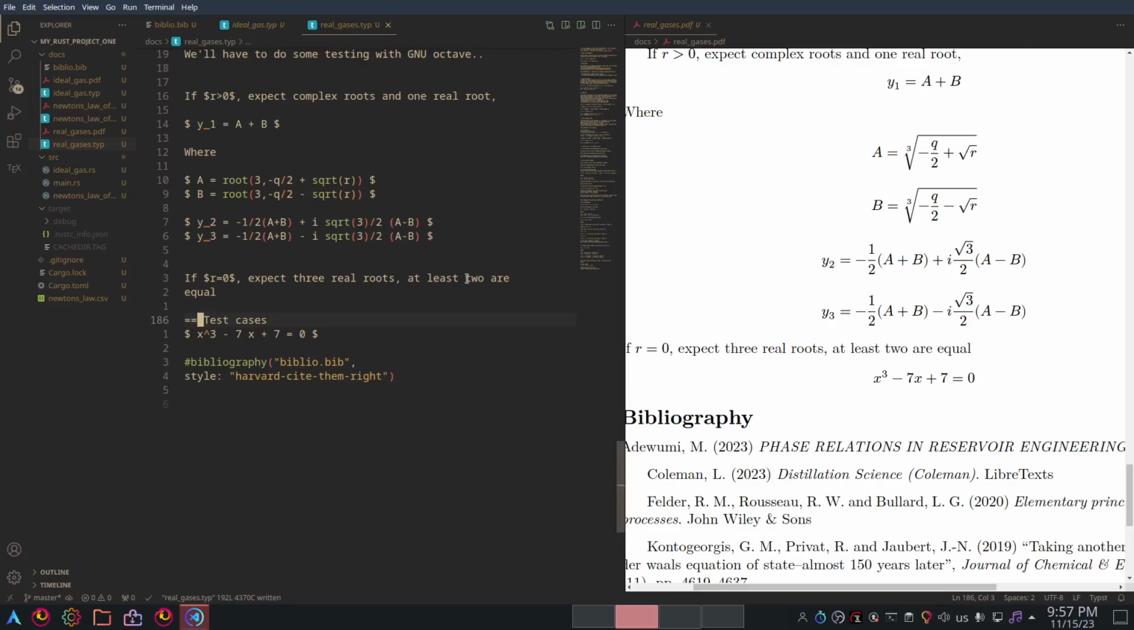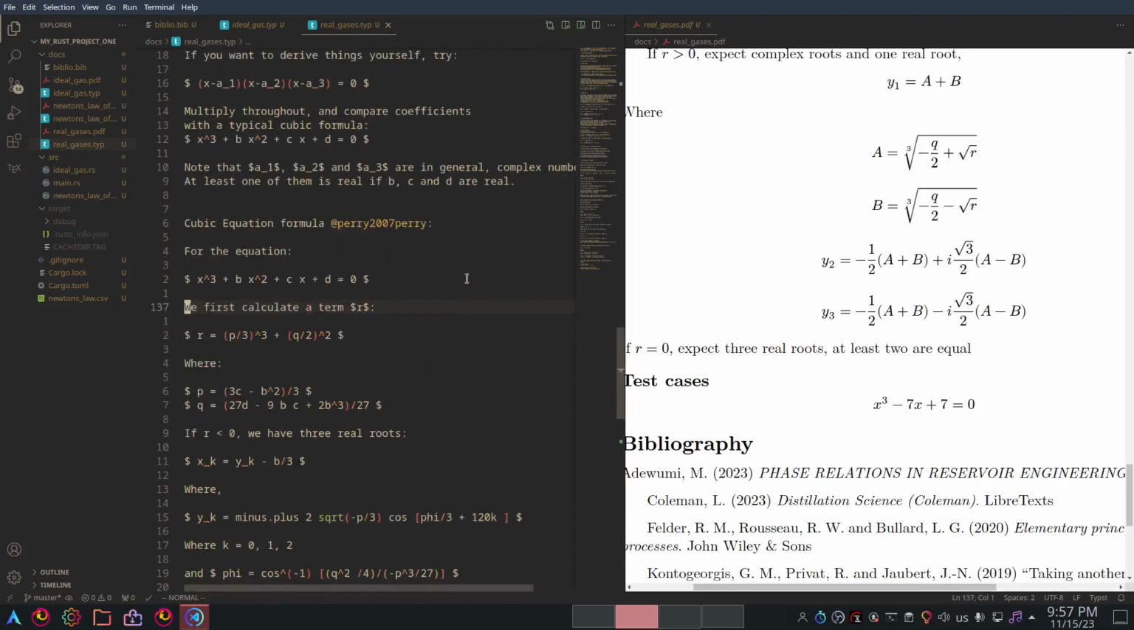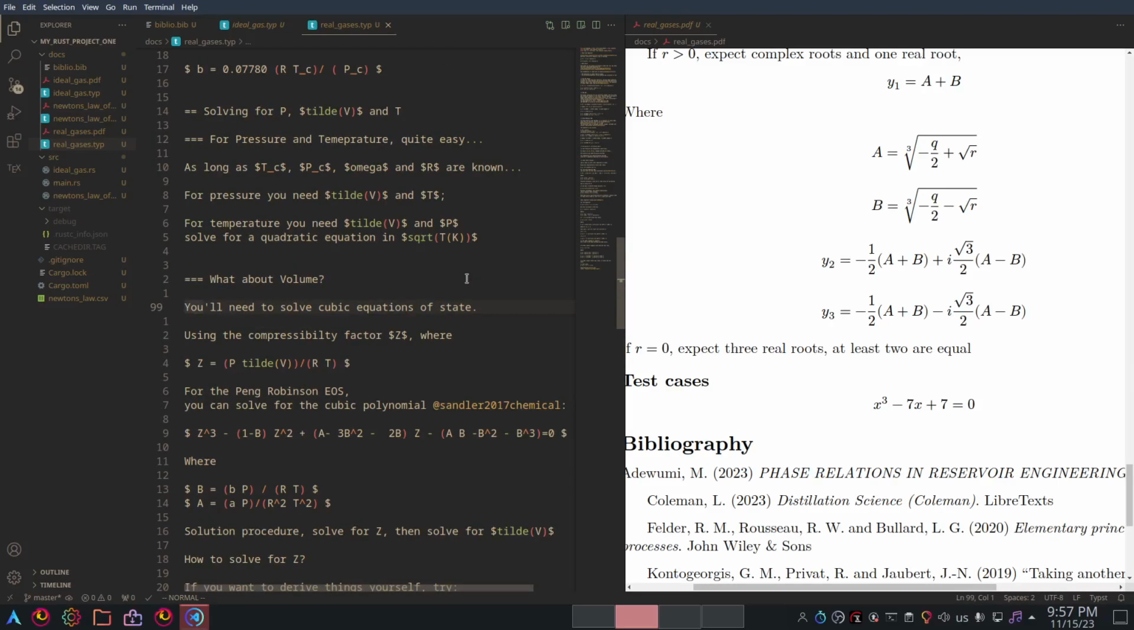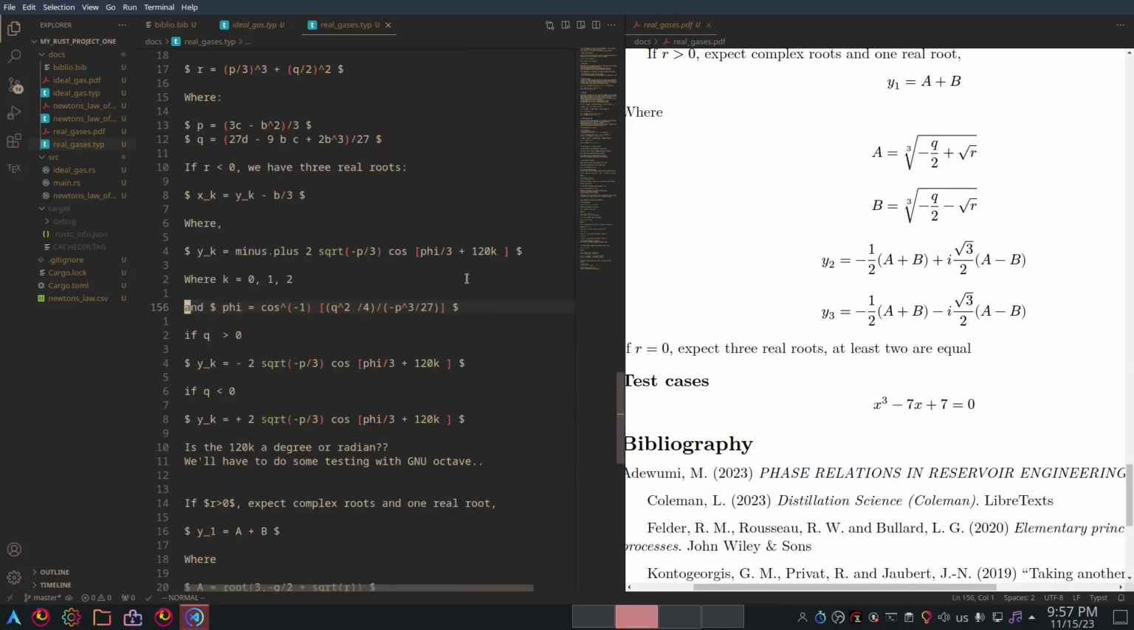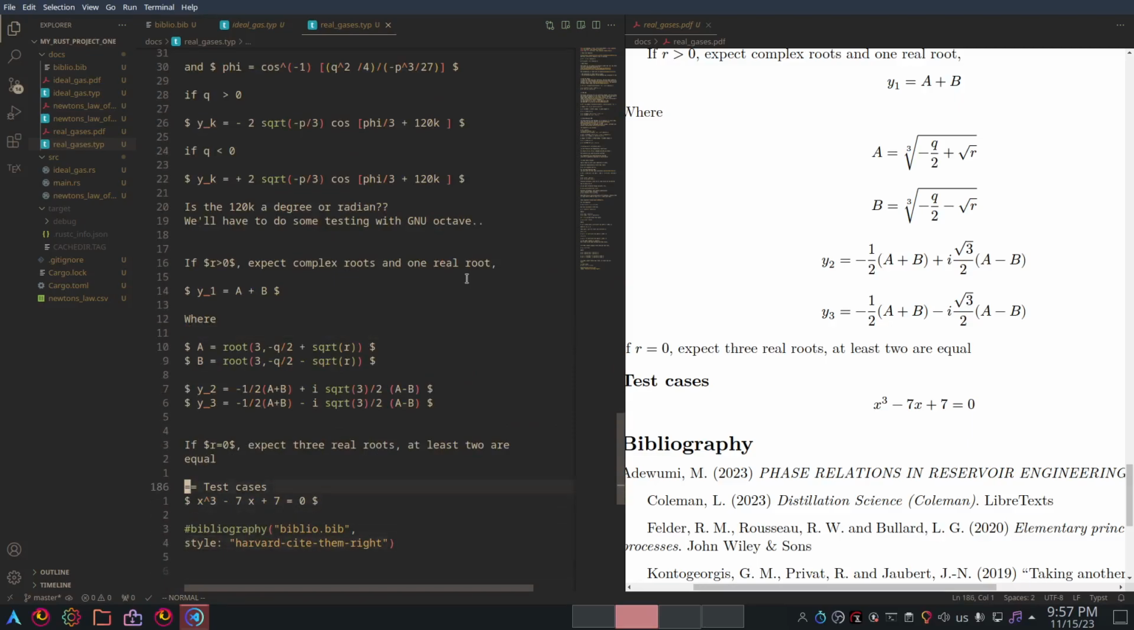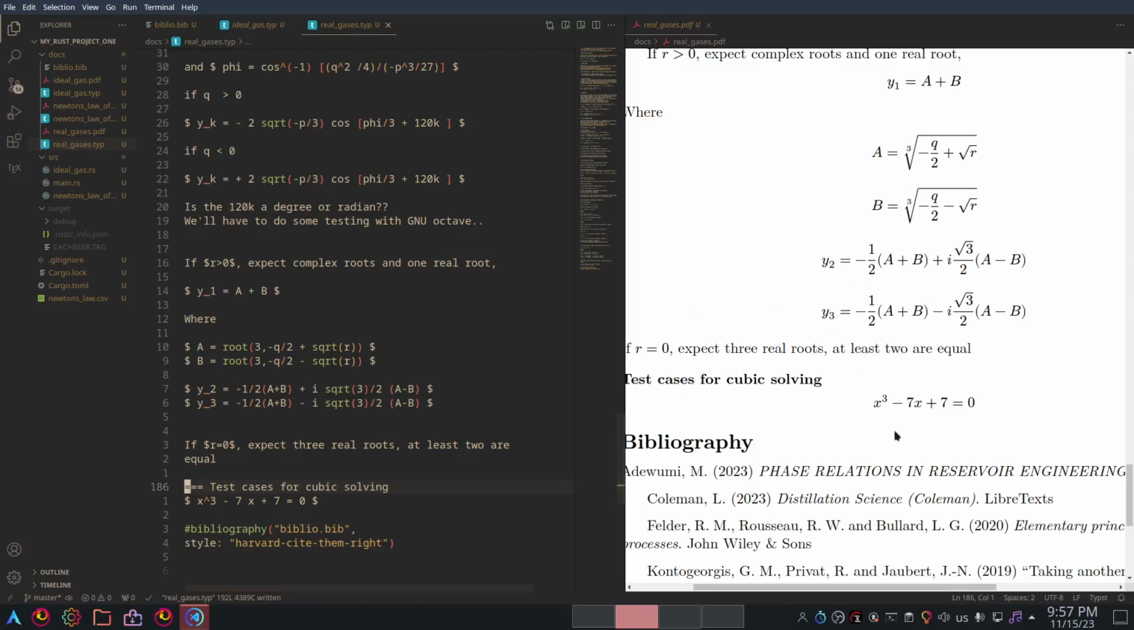Okay, test cases. Okay, so these are test cases for cubic solving. So let's use GNU Octave to find out the roots.